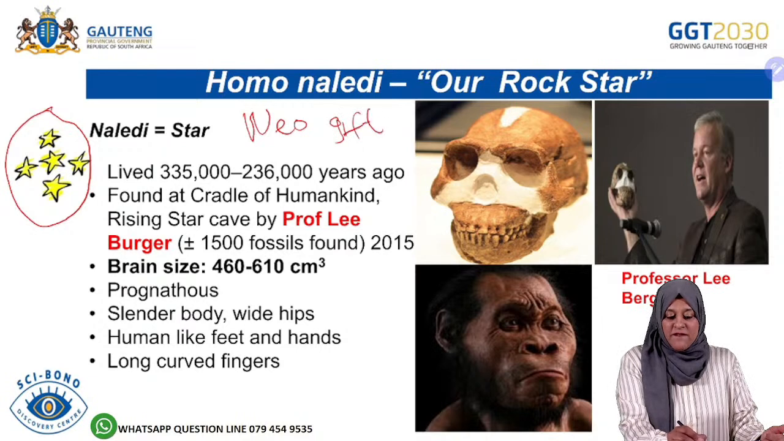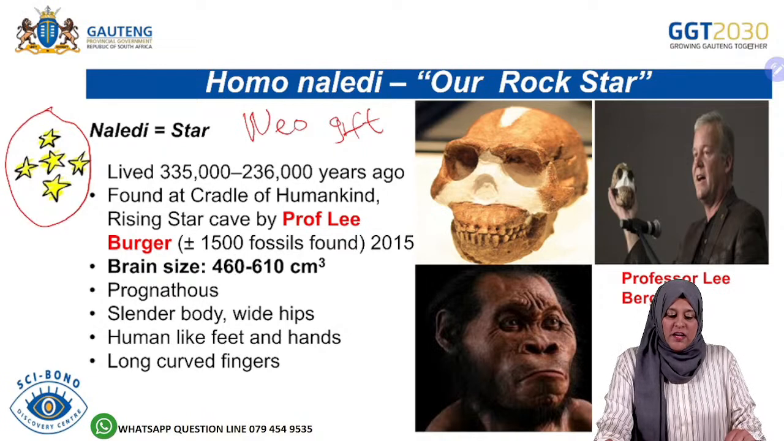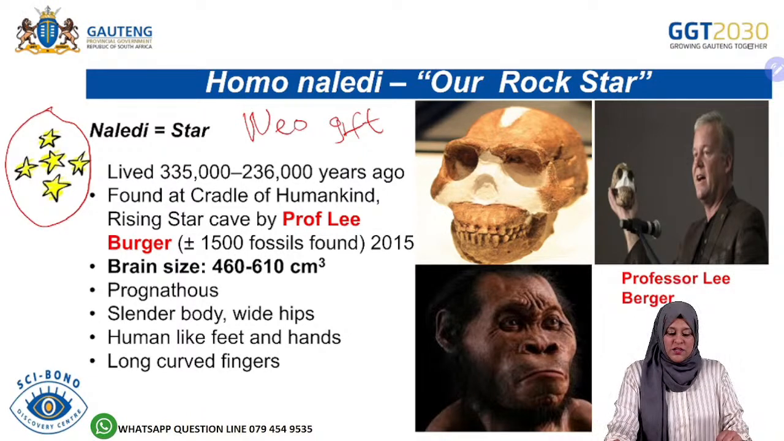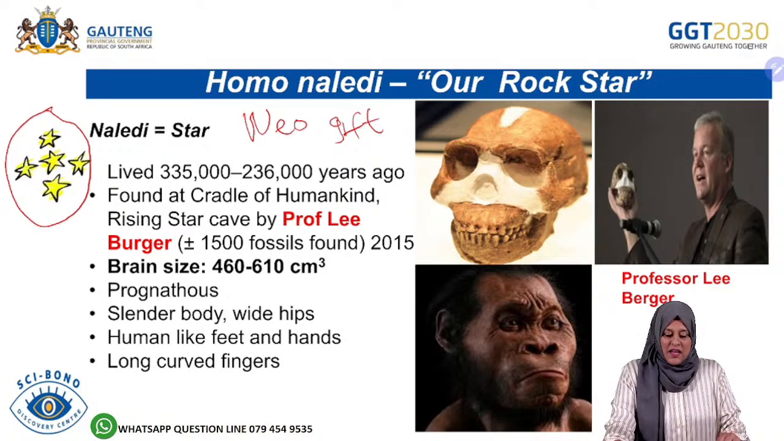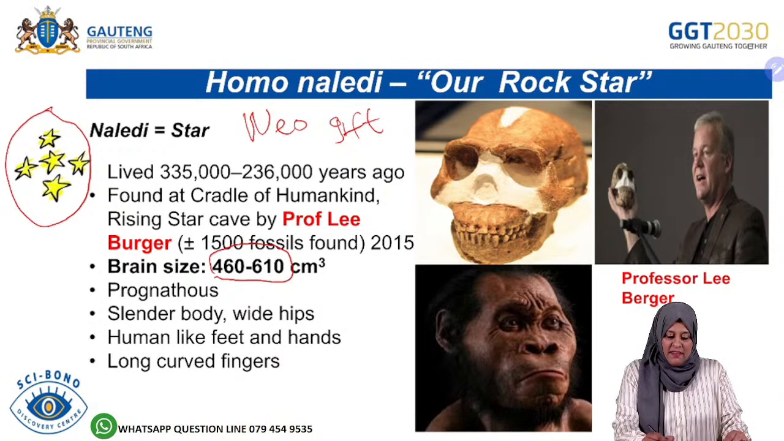After many years, we have found a fossil, and they lived approximately 335 to 236,000 years ago, found at the cradle of humankind in the Rising Star Cave by Professor Lee Berger. About 1,500 fossils were found in the site, right? The brain size was 460 to 610 centimeters cubed. They were prognathous, slender body, wide hips, human-like feet and hands, and long curved fingers, right?